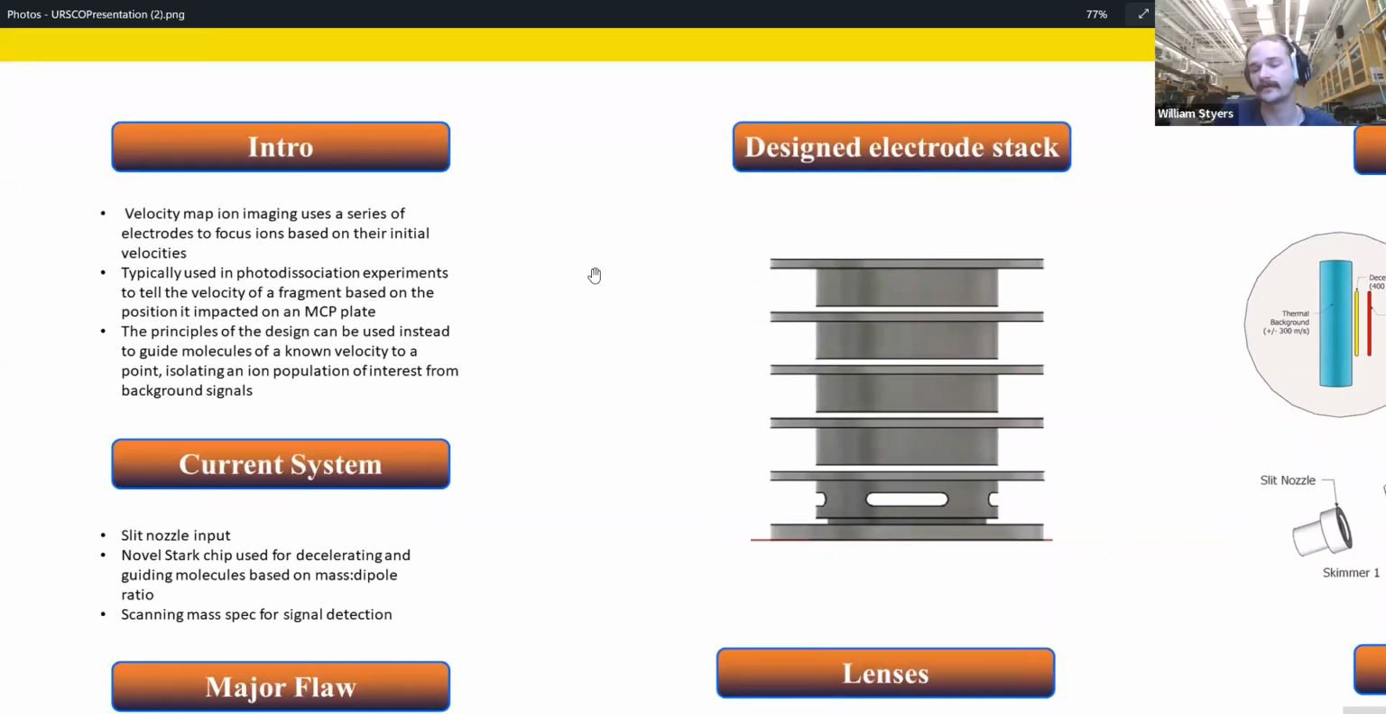This is typically used in what's referred to as photodissociation experiments, in which you're using a laser or some other source to actually fragment a molecule and study how that molecule falls apart. However, you can use the same principle of mapping something with the same velocity vector to the same point for other items of interest. In particular, for us, it will be isolating a population of known velocity from background where the velocity is unknown and more chaotic.